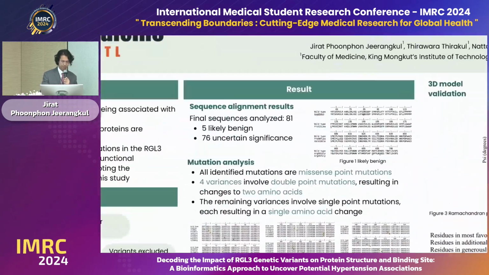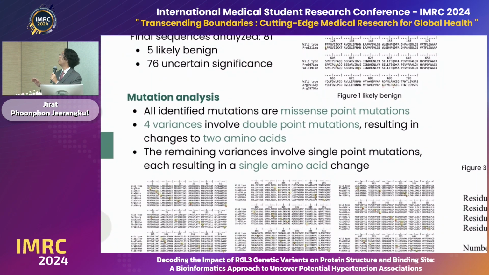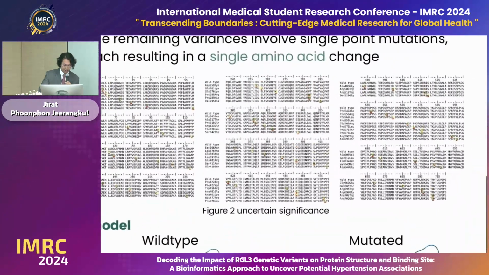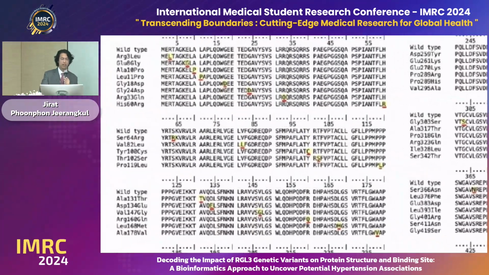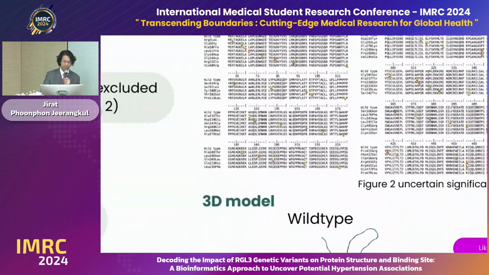each mutation. Now, the result: we got 81 variants, and 5 of them are likely benign, 76 of them are uncertain significance. According to the sequence alignment, interestingly, all of them are missense point mutations, which means that only one nucleotide changed, and it changed the amino acid from one to another. One can see that this is the sequence alignment. The highlighted ones are the amino acids that changed. They are scattered throughout the variants.